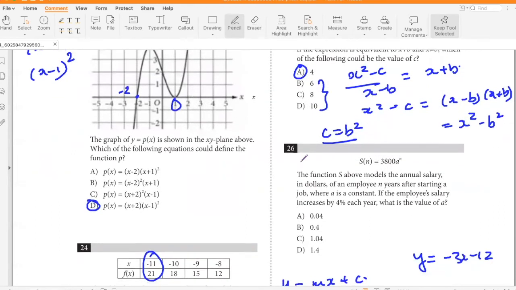The function S above models the annual salary of an employee n years after starting a job where A is a constant. If the employee's salary increases by 4% each year, what is the value of A? So A is the growth factor, so that would be 1 plus 4%, so 1.04.